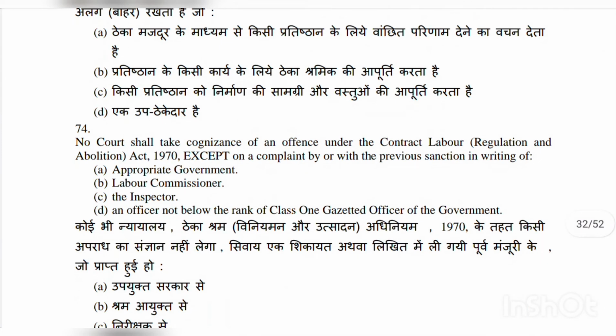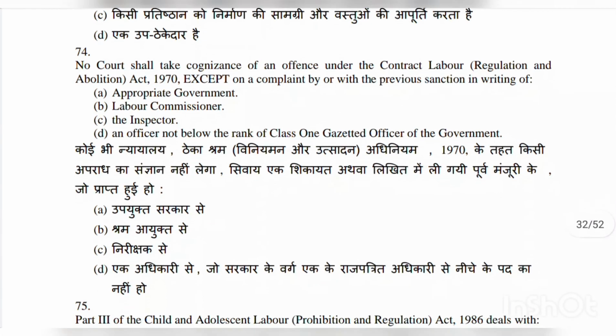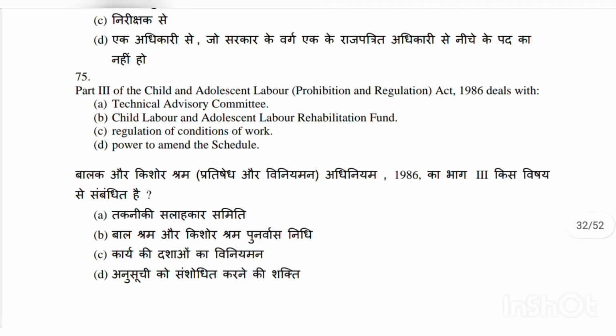Question number 74. No court shall take cognizance of an offence under the Contract Labour Regulation and Abolition Act of 1970 except on the complaint by or with previous sanction in writing of the inspector. The answer is C, the inspector. 75. Part 3 of the Child and Adolescent Labour Prohibition Regulation 1986 deals with regulation and condition of work.